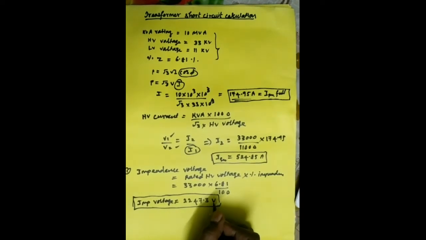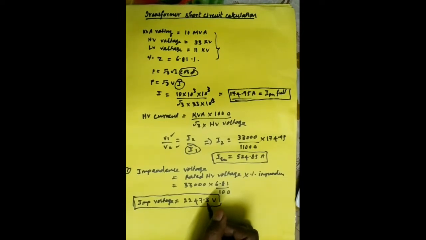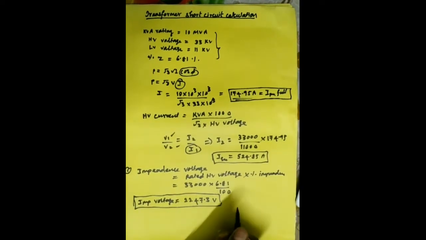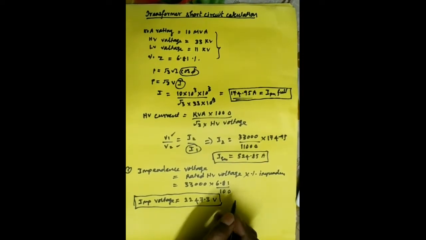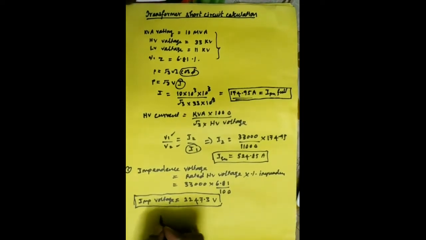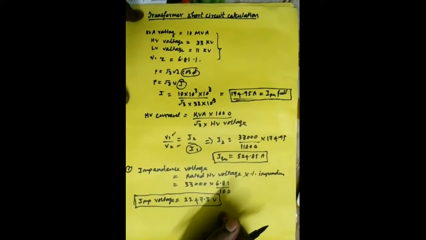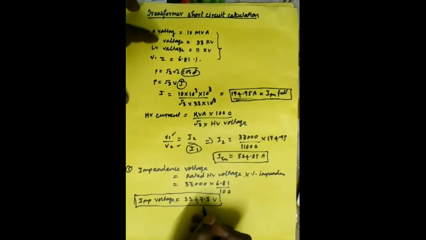Actually, out of this 33,000 voltage, this 2247.3 is enough to circulate secondary full load current when it is shorted. Means this 2247.3 voltage is sufficient to circulate the secondary full load current when it is shorted. So now we are going to check it practically. This is our calculated values. Still we have to calculate this.